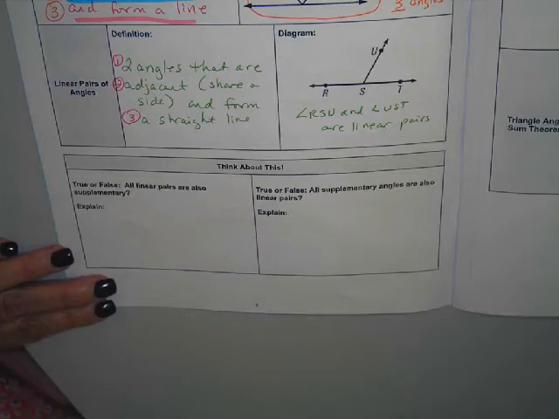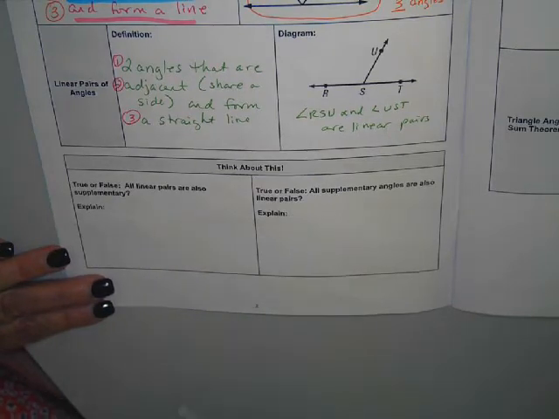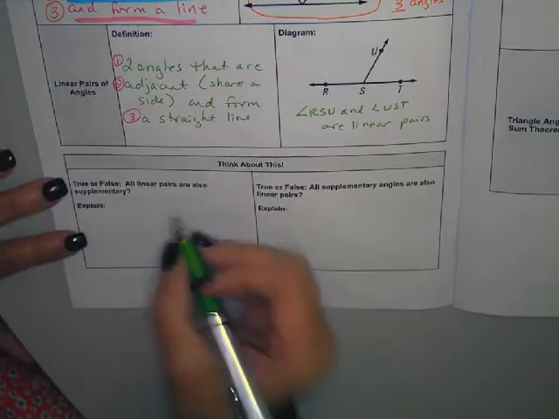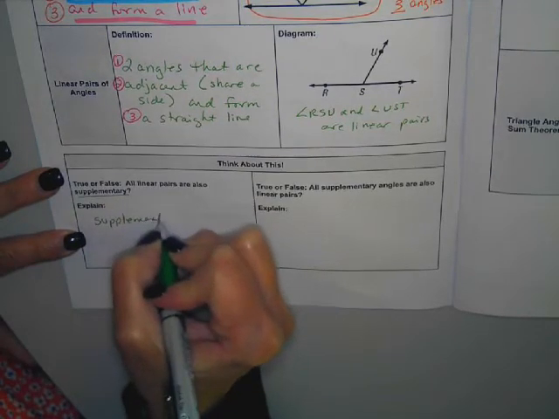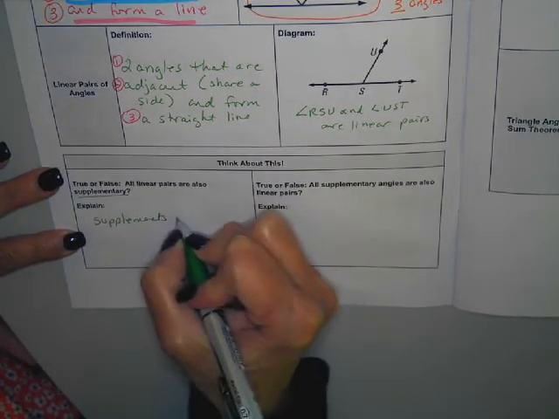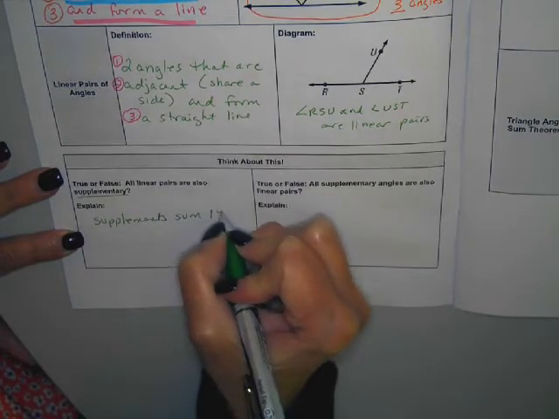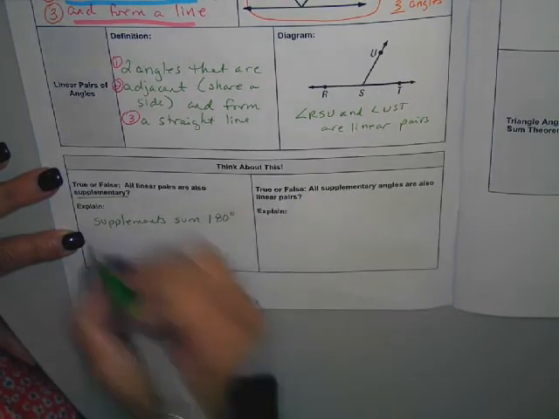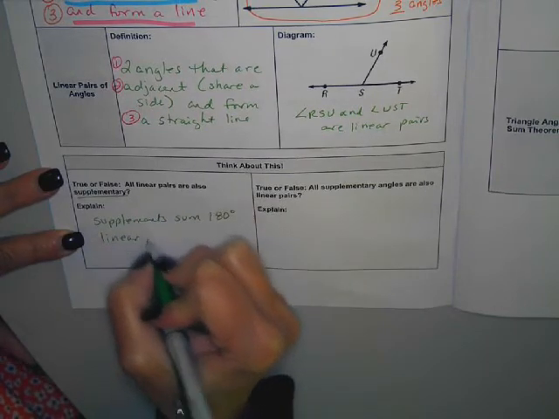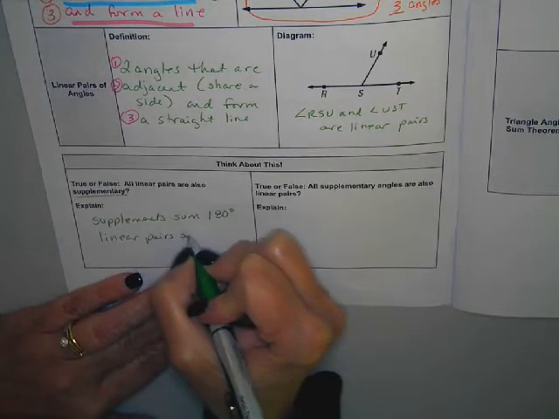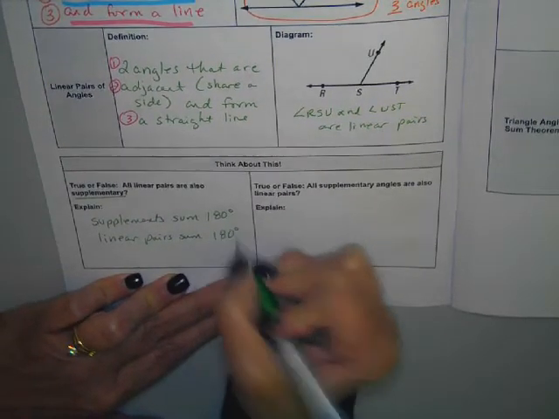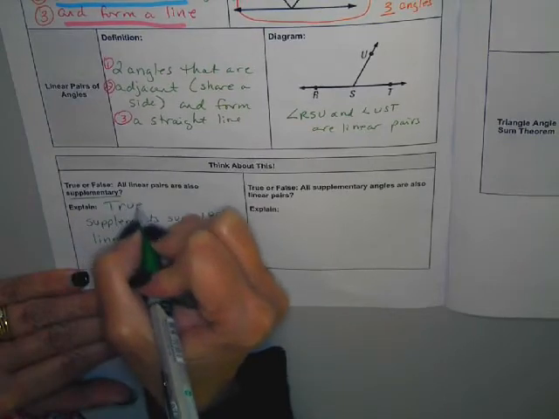So let's think about these 2 things quickly. Are all linear pairs also supplementary? Is this a true or false statement? Well, let's take each thing at a time. Supplementary, we found out, is if they are supplements, sum is 180 degrees. Linear pairs also sum to 180 degrees. So this is true.